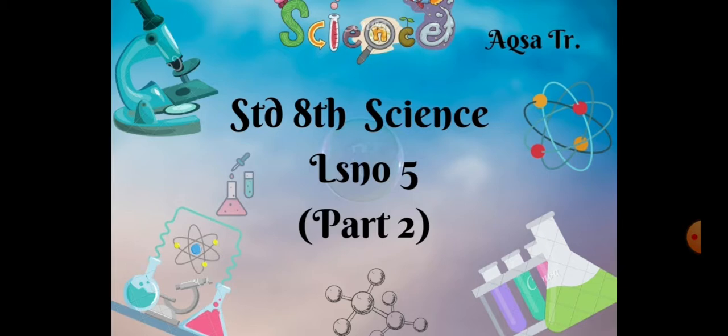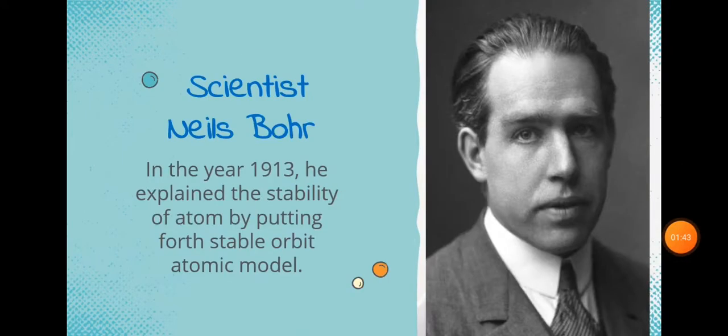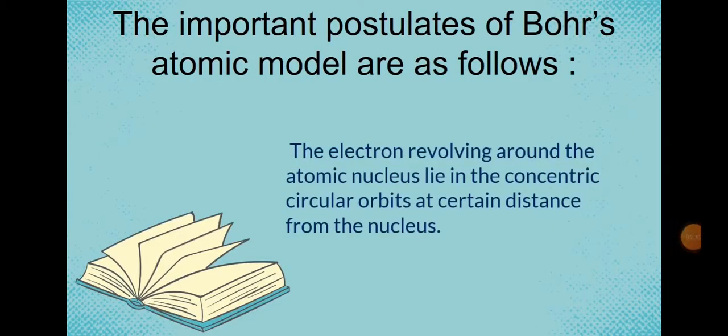So today we are going to start with a new model. The theory which we are going to study is that of the scientist Niels Bohr. In the year 1913, he explained the stability of the atom by putting forth the stable orbit atomic model. Now what he said is that the atom is always stable. The important postulates of the Bohr atomic model which we are going to discuss are: the electrons revolving around the atomic nucleus lie in concentric circular orbits at certain distances from the nucleus.